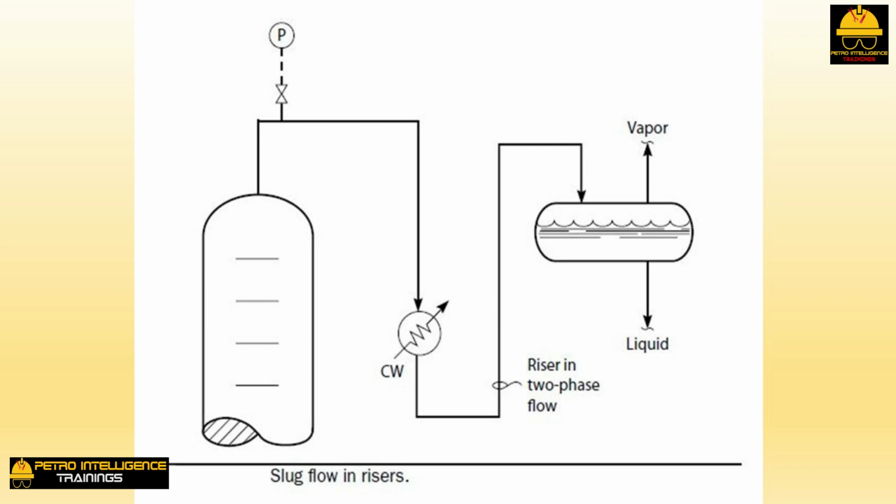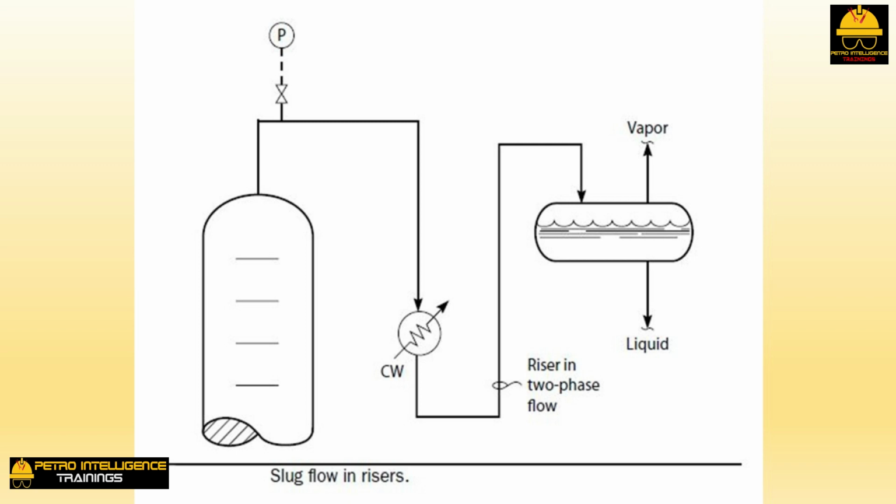Slug flow in risers. Picture illustrates a common cause of an erratic tower operating pressure. The condenser effluent is a two-phase mixture of vapor and liquid. In the summer, the tower pressure is steady. But in the winter, when the cooling water is cold, pressure control is erratic. The problem is phase separation in the riser line.